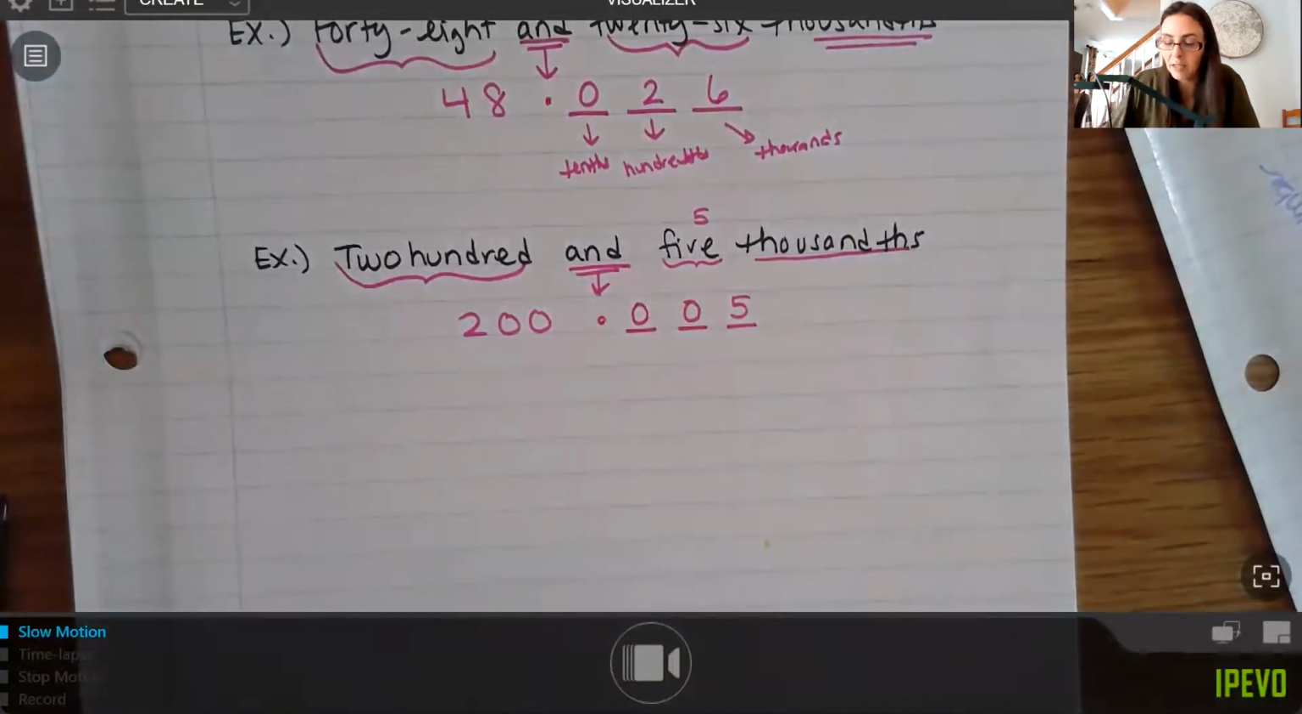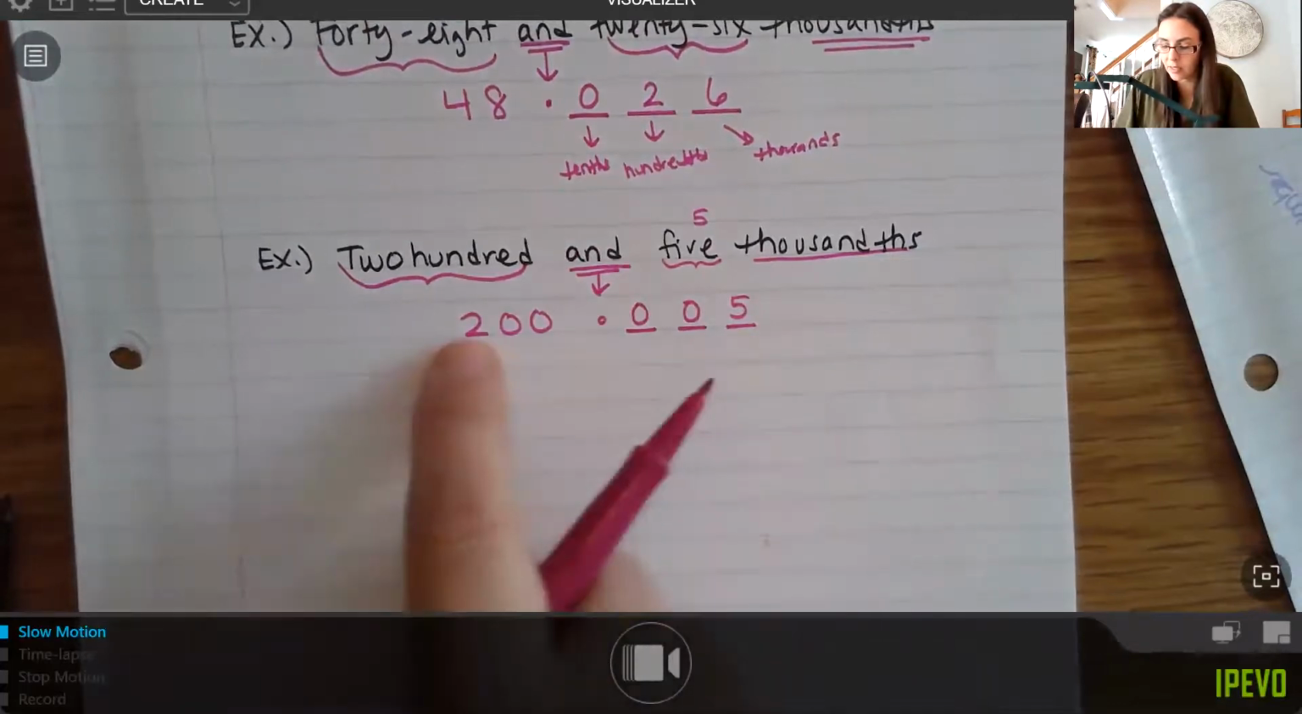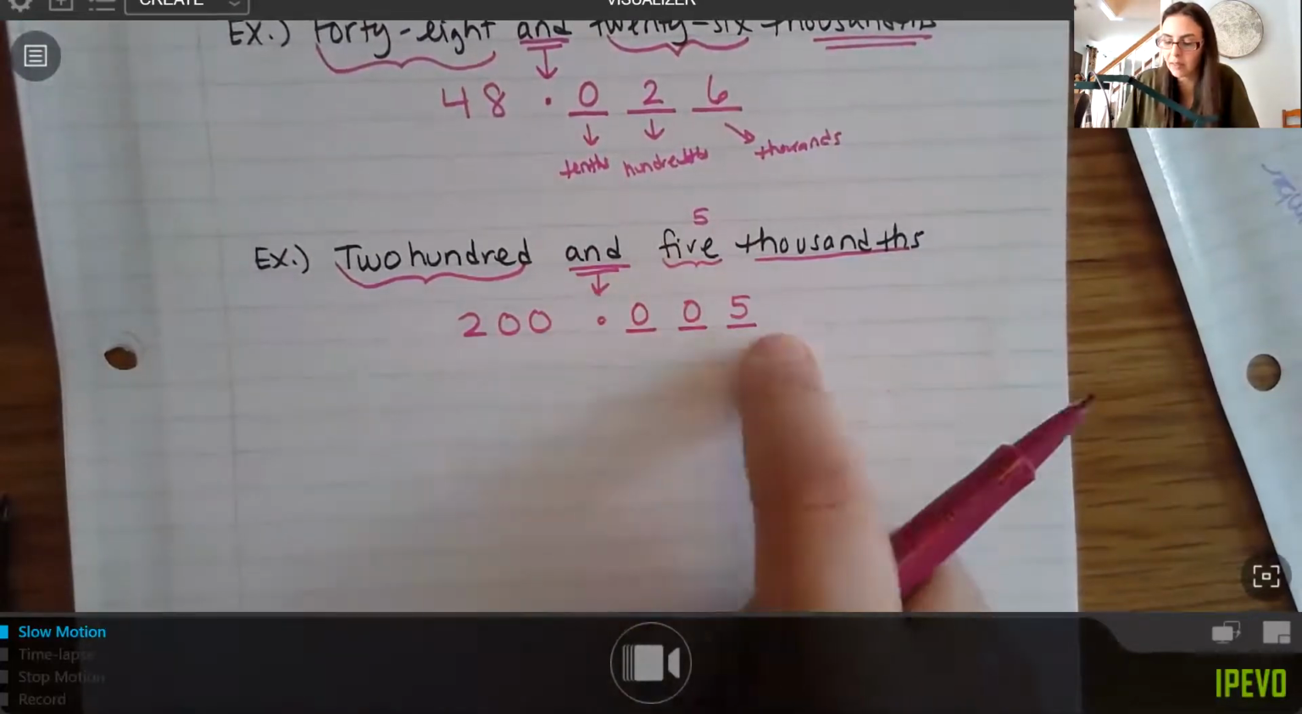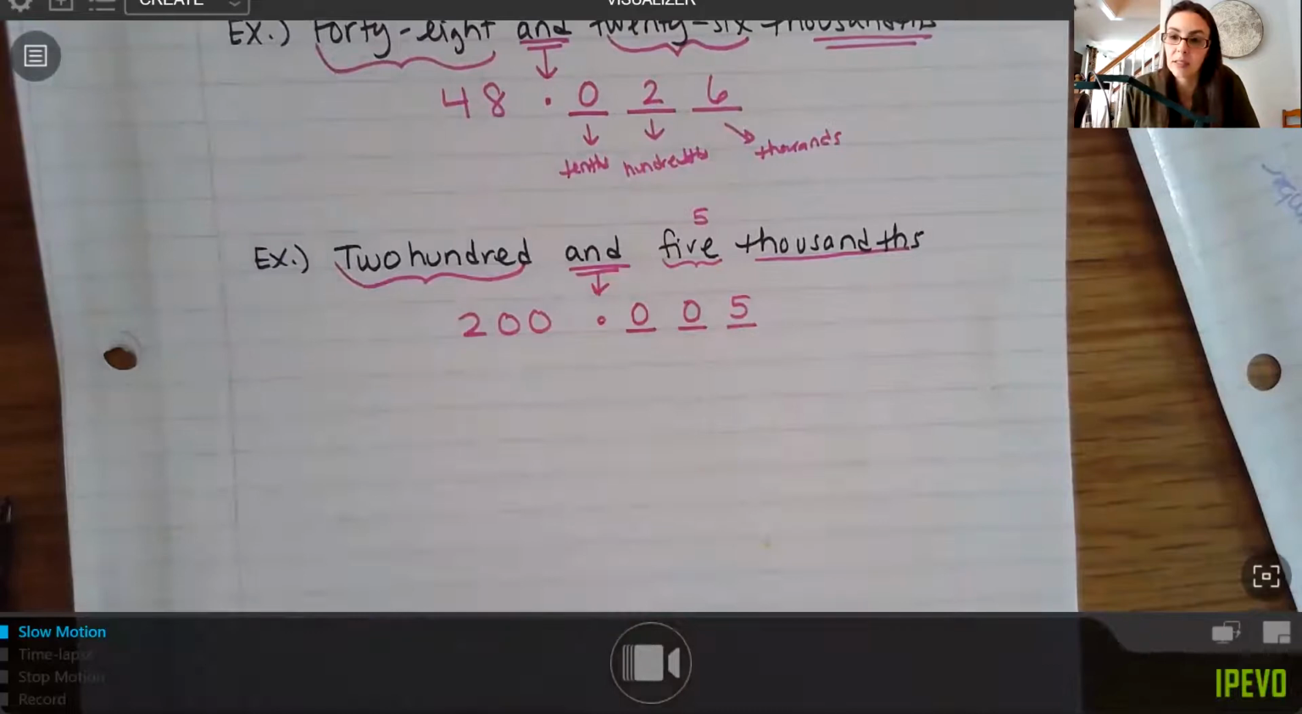Okay, and again, just watch out for these. These ones get a little bit tricky. So if I start with this number, I would still read it this way, 205 thousandths, because you're in the thousandths position.